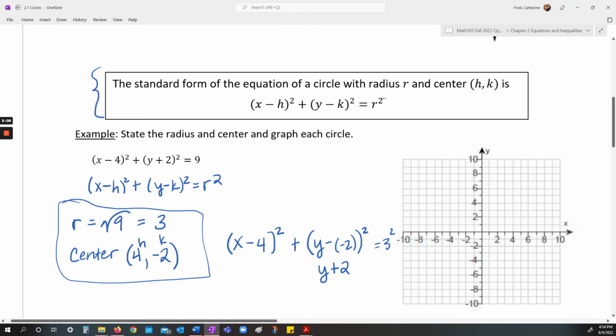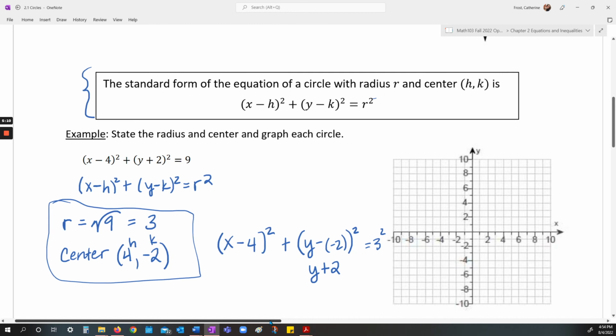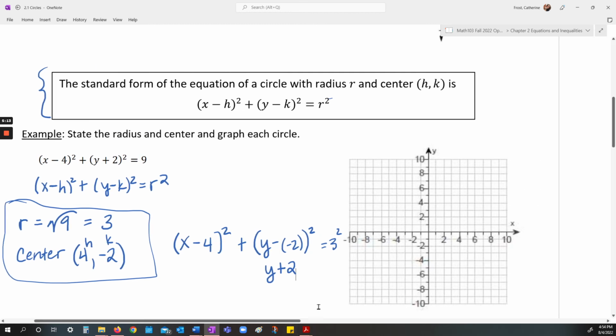Okay, so let's draw this guy quickly. It's actually quite a bit easier to graph on MyOpenMath. It's easier to get the computer to do the circle, but that's okay. We can still make this work. Okay, so 4, negative 2. So we're going to plot our center first, even though it's technically not a point on the circle. And then we're just going to count however many units the radius is. So 3, up, down, left, and right.